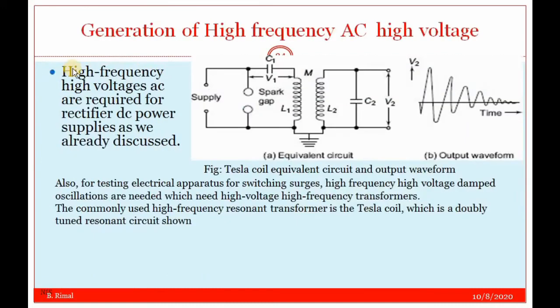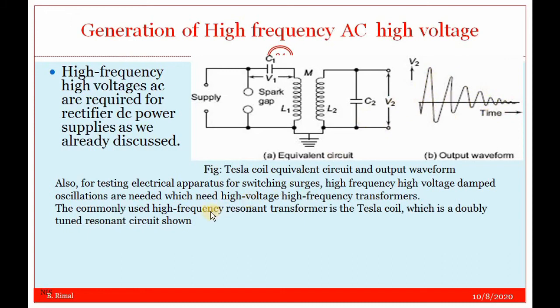Now the generation of high frequency AC voltage. Up to now we were discussing the power frequency high voltage AC. For the generation of high frequency AC voltage, the Tesla coil is used. You might have heard about the Tesla coil. In this figure you can see two different coil configurations connected with individual capacitances C1 and C2. The output is taken across C2. The output waveform is shown in this waveform.